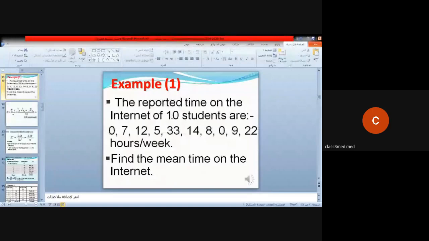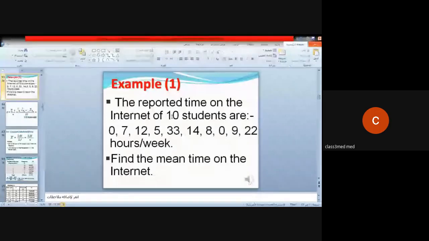So, as I mentioned, this example is about calculation of the mean for ungrouped data. We have 10 students. They were asked about the hours per week they use for the internet, which is measured in hours per week. So we have these readings. So what is the mean time of internet for this group?